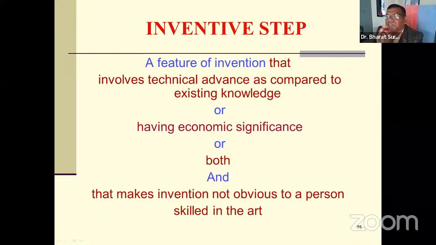Another is the inventive step. What is that? A feature of invention that involves technical advancement as compared to the existing knowledge. For example, from the graham bell telephone to the mobile phone. What is this step? Technical advancement. Having economic significance. Earlier, a simple Nokia mobile in the year 2004 cost more than 5,000 rupees. Now it is 1,000, 2,000 up to 40. What is this? Economic significance, or both. That makes the invention not obvious to a person skilled in the art.